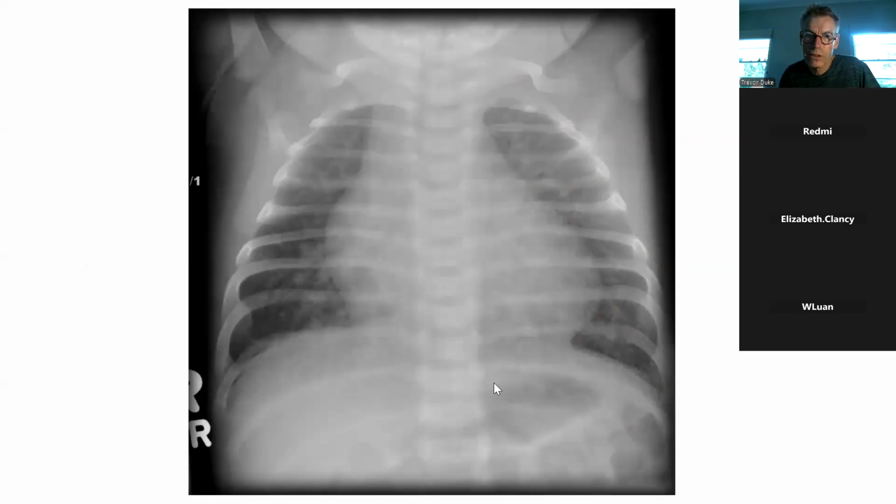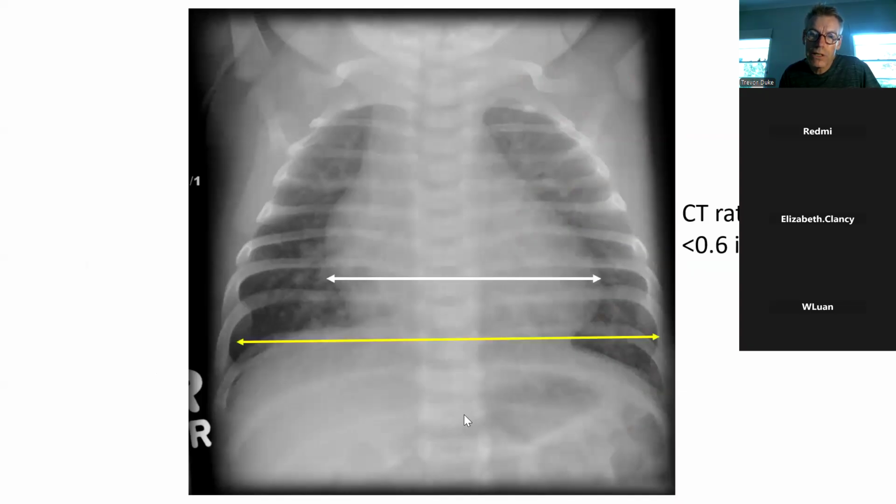Right. This was this child's chest X-ray, the first child's chest X-ray I showed you, and I just want you to see how to measure the size of the heart. Remember, it's the cardiothoracic ratio, and in this case, it's the largest diameter of the heart and the largest diameter of the thoracic cavity.